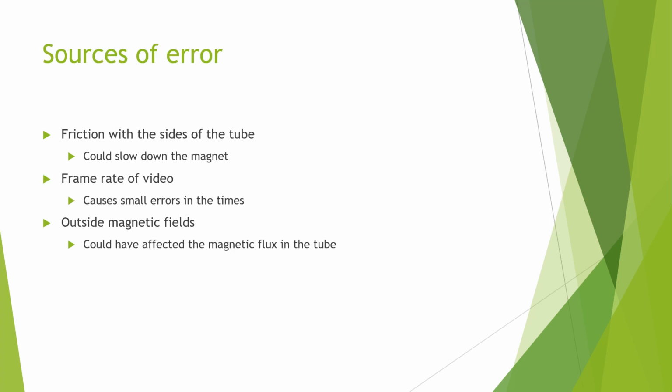Some potential sources of error in this lab were friction with the side of the tube. Bumping with the walls of the container could have slowed down the magnet in the real world. The frame rate of the video could have introduced error because it made it impossible to capture the exact time the magnet entered and exited the tube. Outside magnetic fields could also have affected the flux in the aluminum foil, causing error.